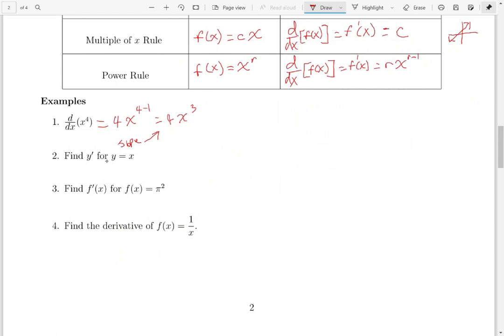Now let's find y prime when y is equal to x. Well, if y is x, then the derivative, y prime, well, x is just our c times x function.